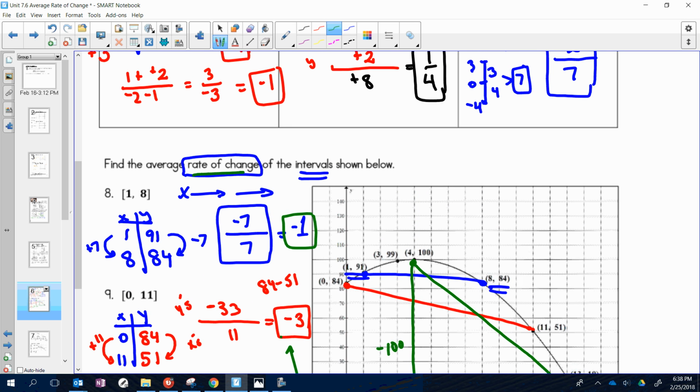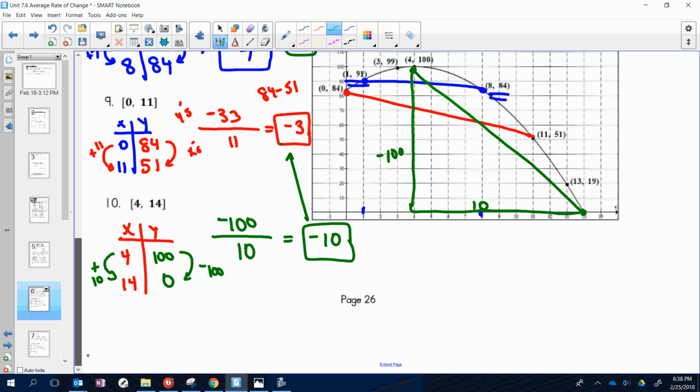It said find the average rate of change over the interval shown below. We did that. We are done. End of Unit 7. Good luck on your test.